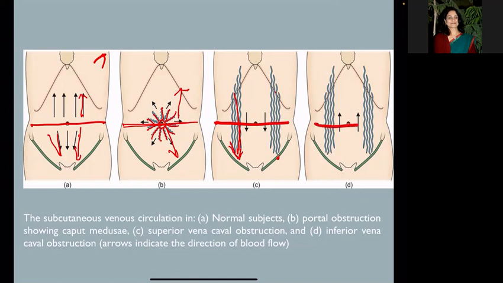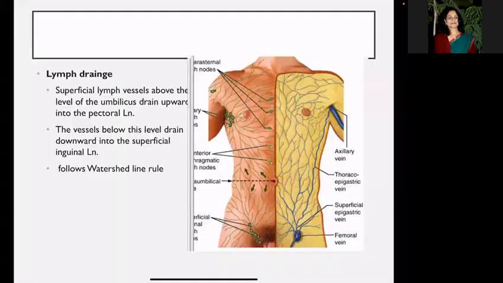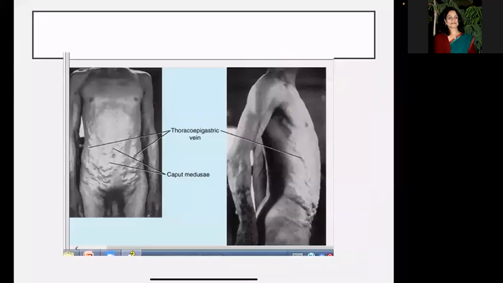While in inferior vena cava obstruction, again these side veins become prominent like this one, and blood will flow against the watershed line to the axillary vein. So again, you can see here very clearly, caput medusae, that is veins prominent around the umbilicus, and thoracoepigastric veins are also prominent. You can see in this picture.